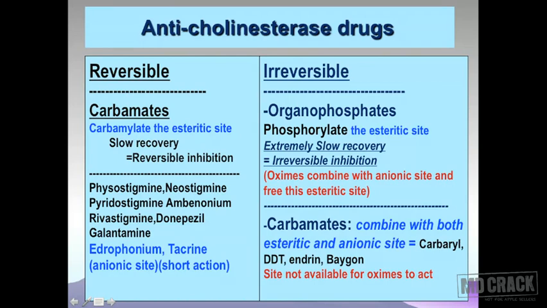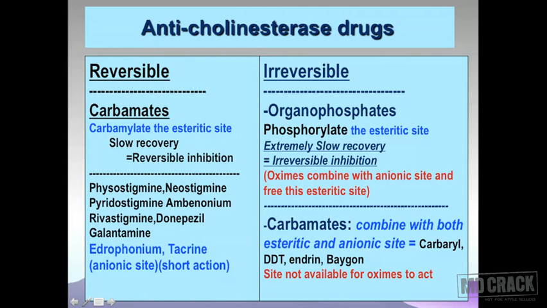This is how we are going to get the inhibition. So that's the purpose of knowing the phosphorylation of the esteratic site. If you go down on the same side, on the right side, there's a second group of irreversible agents, and they are also called carbamates because they carbamylate.